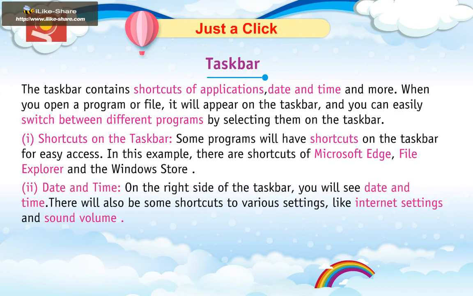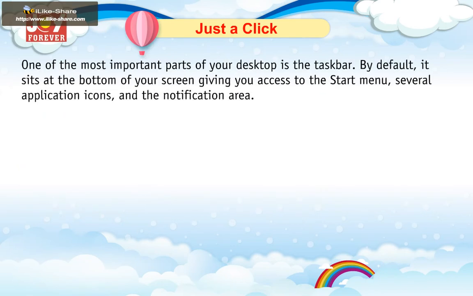Date and time. On the right side of the taskbar, you will see date and time. There will also be some shortcuts to various settings like internet settings and sound volume. One of the most important parts of your desktop is the taskbar. By default, it sits at the bottom of your screen, giving you access to the Start menu, several application icons, and the notification area.